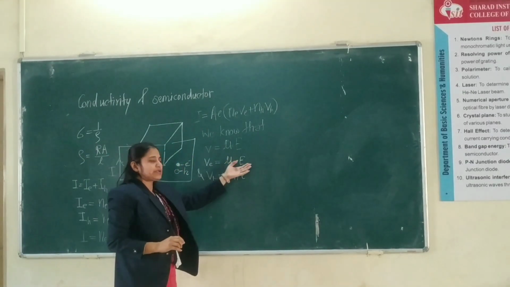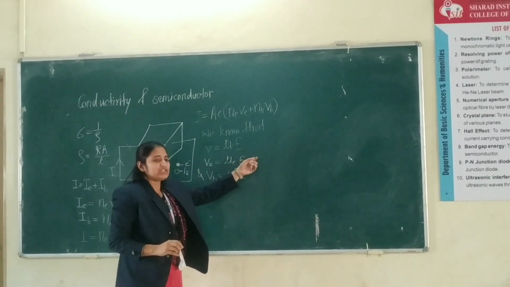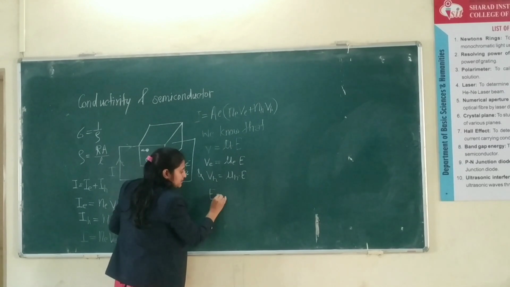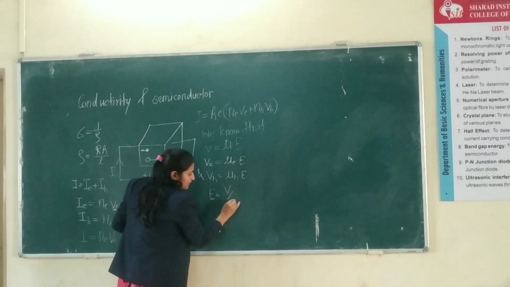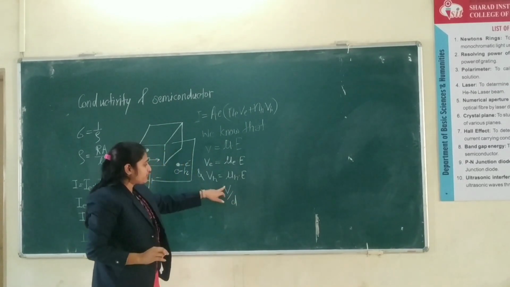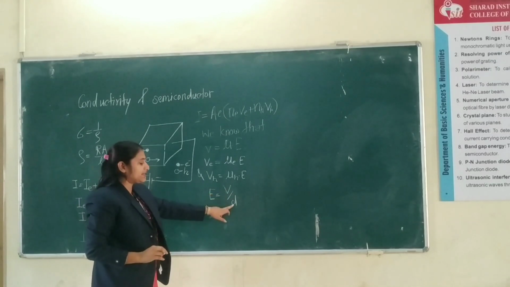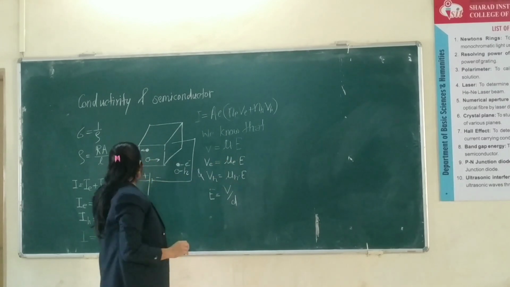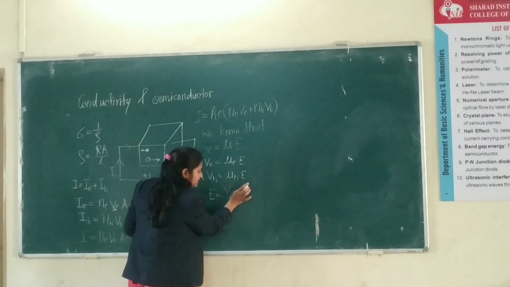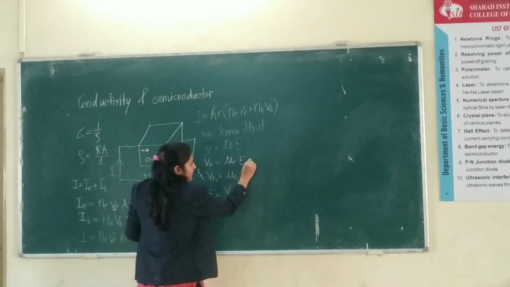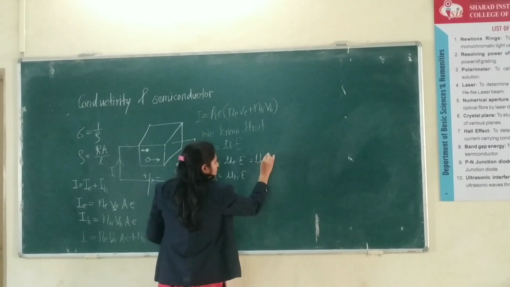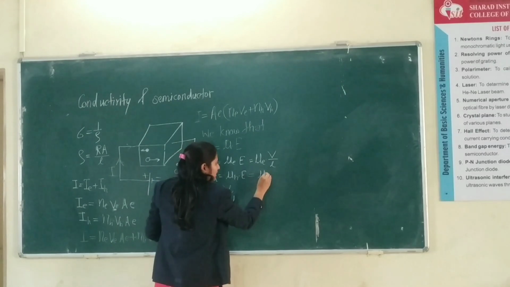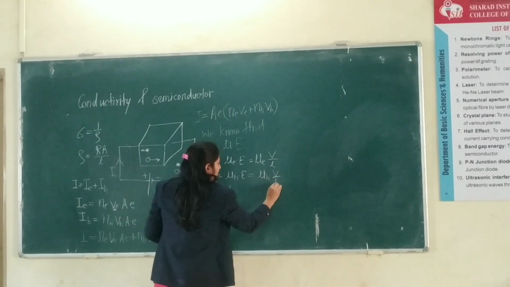The definition of electric field is the potential difference per unit length. Mathematically we can write E is equal to V by D, where V is the potential difference and D is the length, denoted by L. So putting this value in this equation, we get VE is mu E into V by L. Similarly, VH is mu H into V by L.